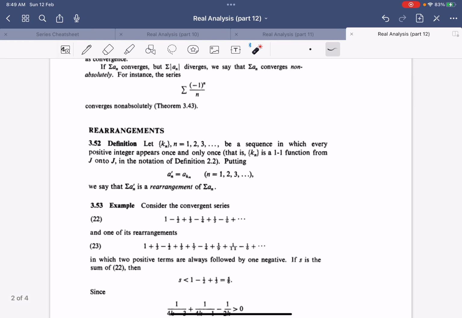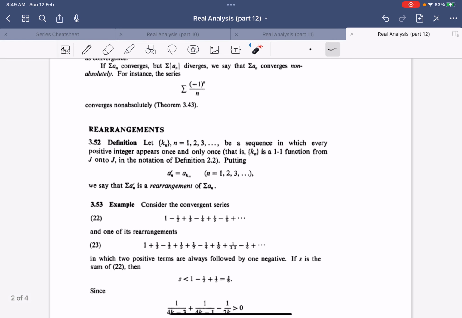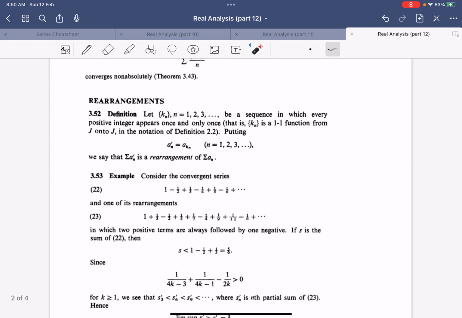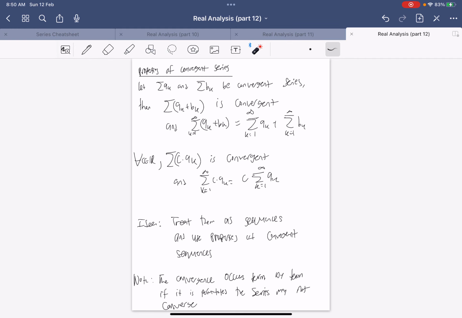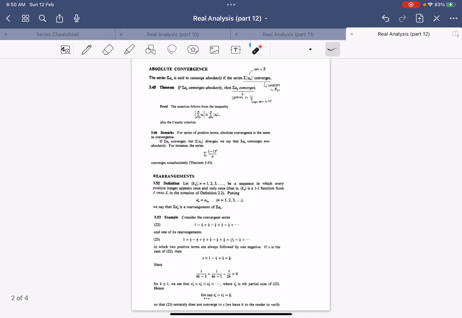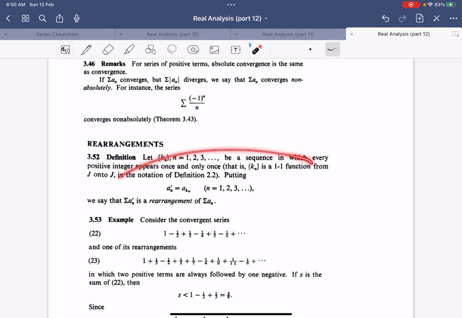And so why do we care about this? Because it shows that if you know that a series is absolutely converging, then you can rearrange the terms and it will still be converging. So then we don't need to do it term-wise anymore. But before that, let's talk about what this means. It means that you can have this idea of a rearrangement basically.